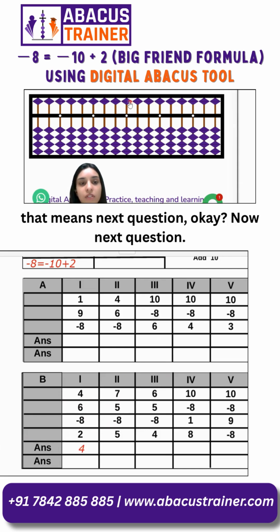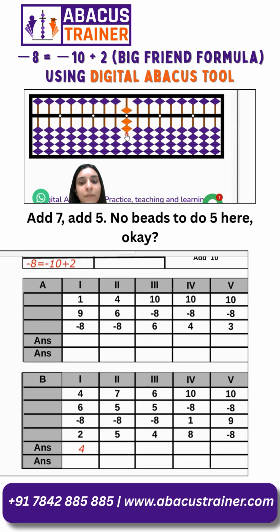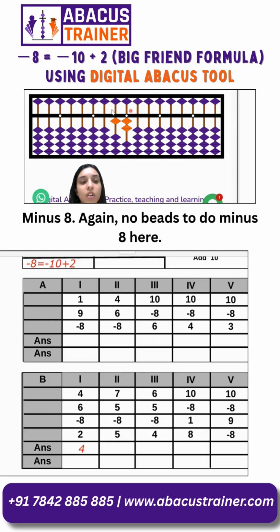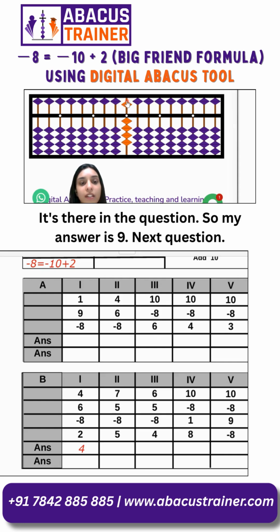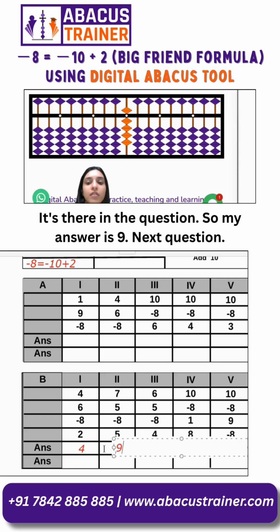Now next question, add 7, add 5. No beads to do 5 here, okay? So formula of 5 plus 10 minus 5. Minus 8. Again, no beads to do minus 8 here. So formula of minus 8 minus 10 plus 2, plus 5, it's there in the question. So my answer is 9. Next question.